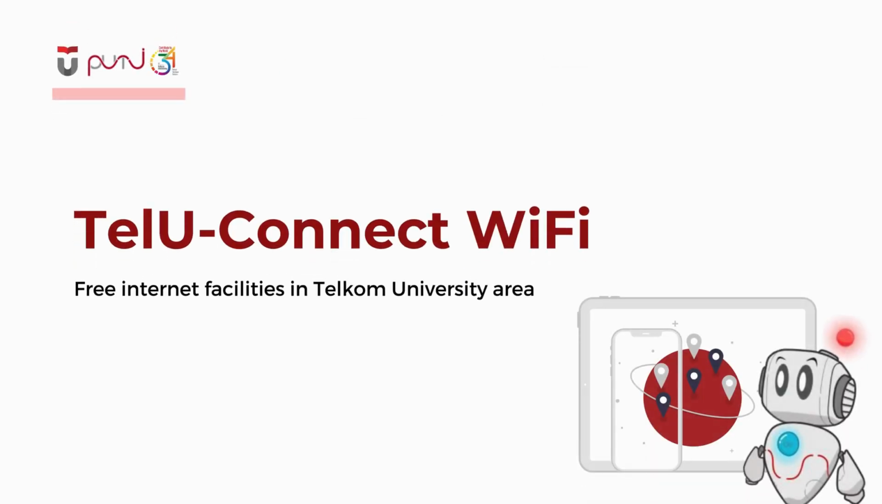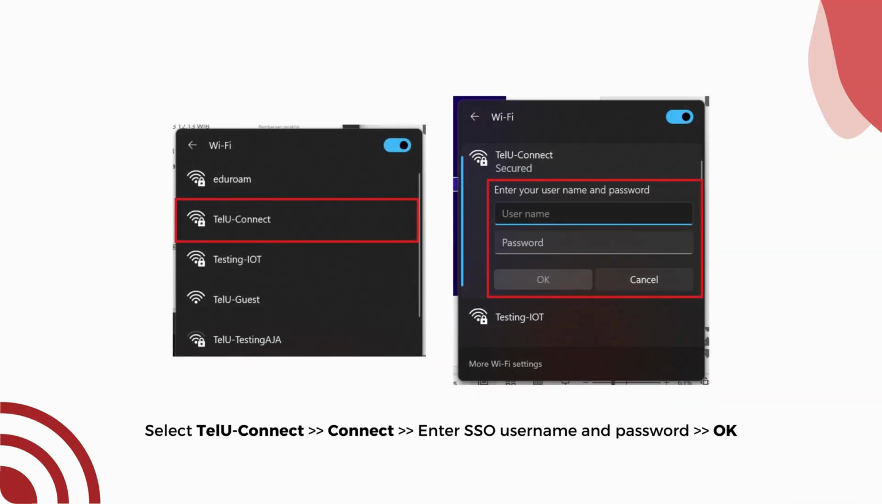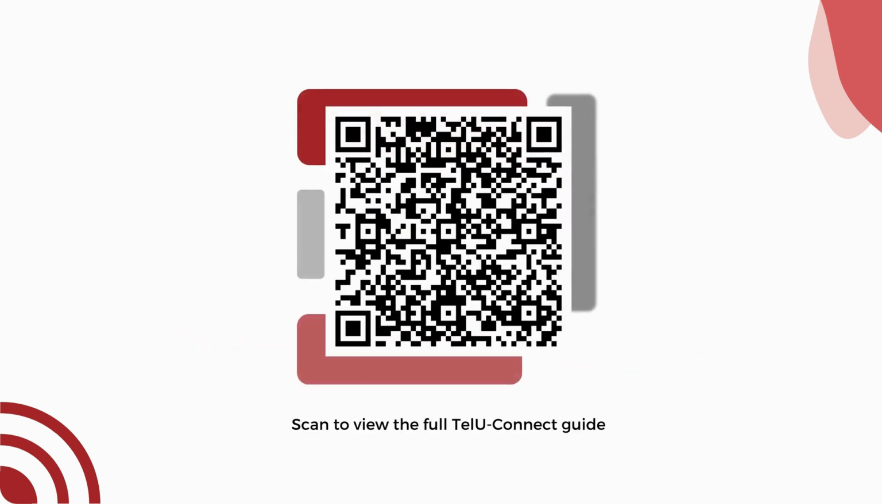After that, we also provide internet facilities that can be used in the Telkom University area, that is Teleconnect Wi-Fi. This internet service can be used for mobile and desktop devices by logging in using an SSO account. Here is an example of using Teleconnect on a desktop device. Please select the SSID or network name Teleconnect, click Connect, enter your SSO account username and password, and then click OK. You can scan this QR code to view the full Teleconnect guidance.